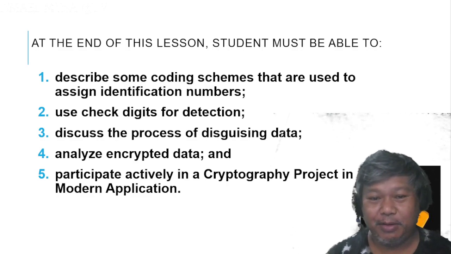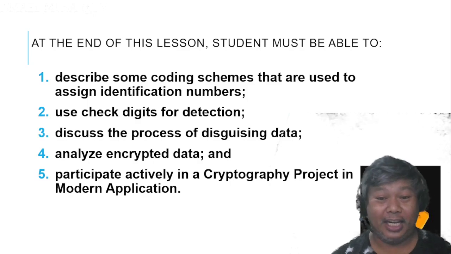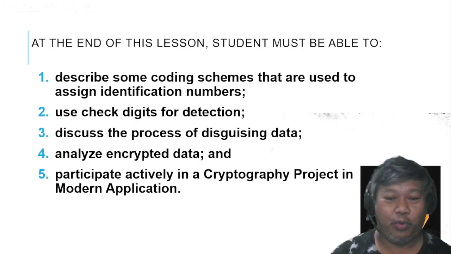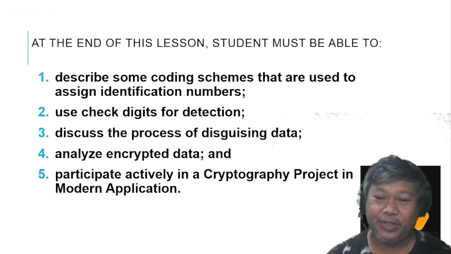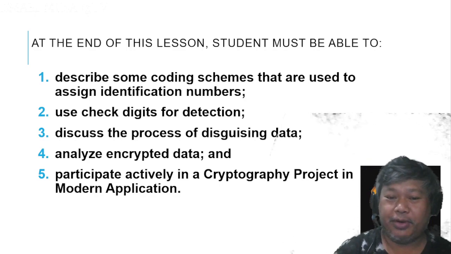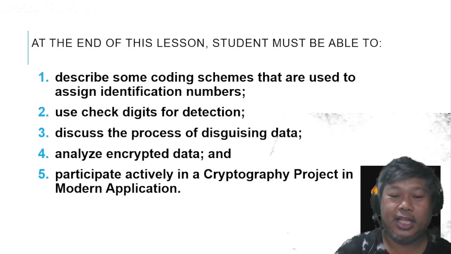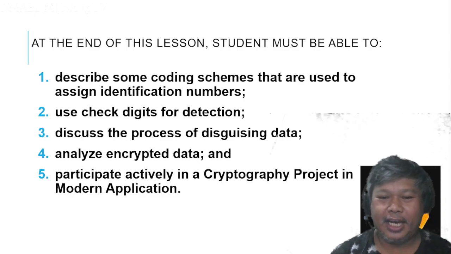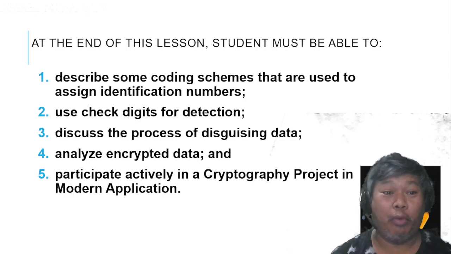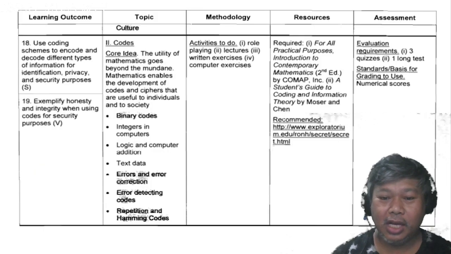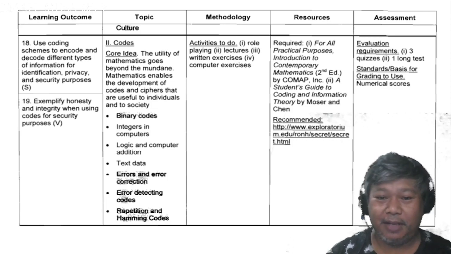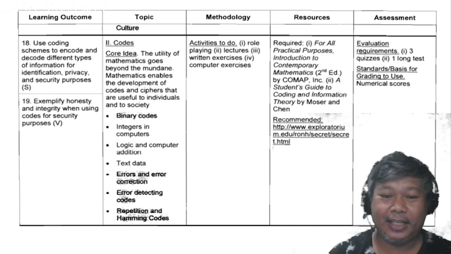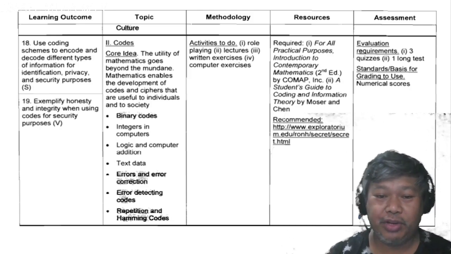Before going further, let me read to you the objective of the lesson. At the end of this lesson, students must be able to: one, describe some coding schemes that are used to assign identification numbers; use check digits for detection; discuss the process of disguising data; analyze encrypted data; and hopefully number five, participate actively in a cryptography project in modern application. So this is our learning objectives based on our syllabus. There you can read it. Use coding schemes to encode and decode different types of information for identification, for privacy and security purposes.